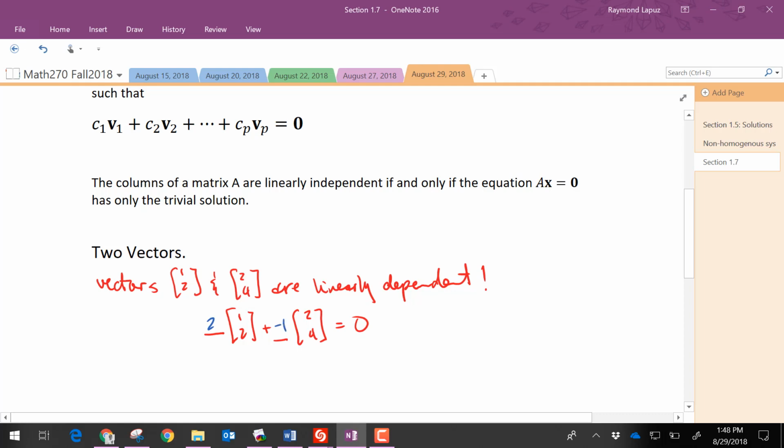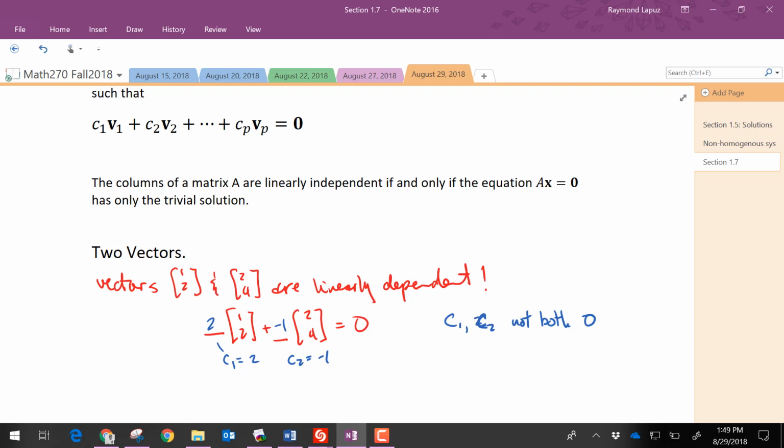2 here and negative 1 here, right? So those are weights. So we could say C1 equals 2, C2 equals negative 1, C1, C2 not both 0. We'll make this equal to 0, and so therefore it's linearly dependent.